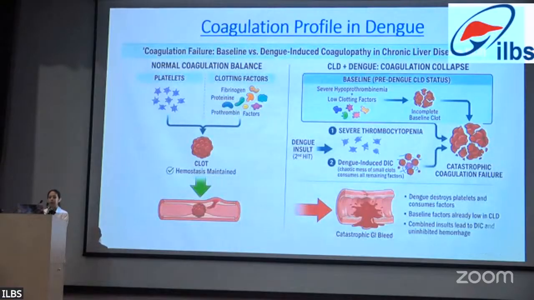The coagulation profile in dengue. The liver is the main factory for clotting factors. In chronic liver disease, there is already severe hypoprothrombinemia and low levels of protein C, S, and antithrombin. This leads to incomplete baseline clots. Dengue causes bone marrow suppression and immune-mediated destruction of platelets. The combination of low baseline factors in CLD and acute consumption of platelets in dengue leads to disseminated intravascular coagulation and catastrophic bleeding.